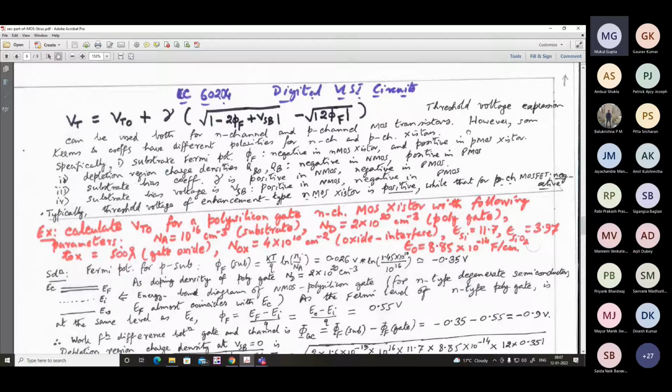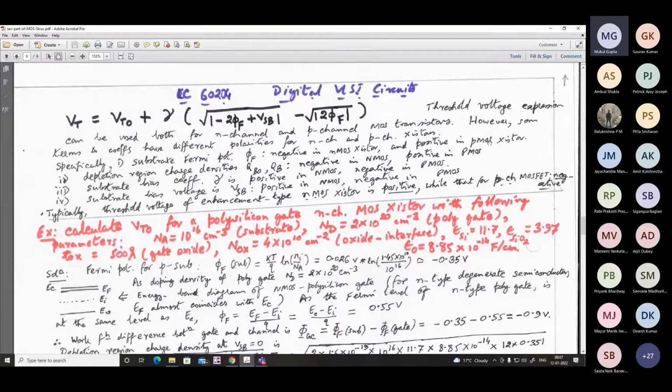Gamma, for example, is positive for an NMOS transistor but negative for a PMOS transistor. Here I have written that some of the terms and coefficients have different polarities, positive and negative, for N-channel and P-channel transistors. Specifically, substrate Fermi potential phi F is negative for an NMOS transistor because a P-type substrate is there, and it is positive for a PMOS transistor. In a PMOS transistor, we have an N-type semiconductor substrate, for which phi FN is positive.